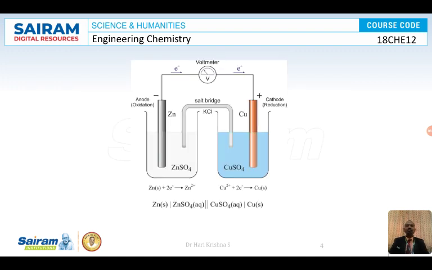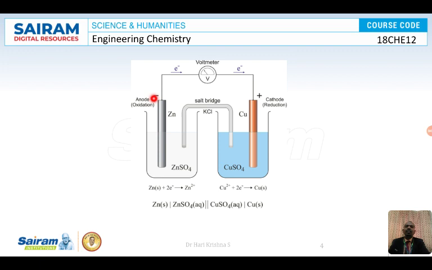So the best example for a galvanic cell, as discussed, is the Daniell cell. What is the Daniell cell? The Daniell cell contains a zinc electrode dipped in zinc sulfate and a copper electrode dipped in copper sulfate solution. Both are connected through a salt bridge to maintain electrical neutrality. So zinc dipped in zinc sulfate solution, copper dipped in copper sulfate solution, where these solutions are connected through the salt bridge. A zinc electrode and copper electrode are connected through the voltmeter.